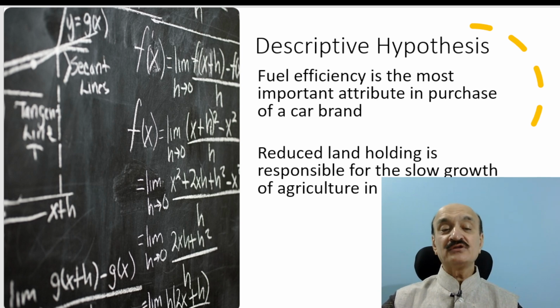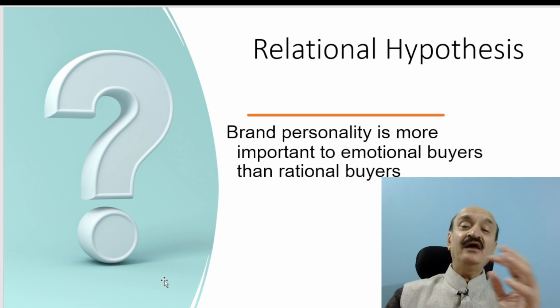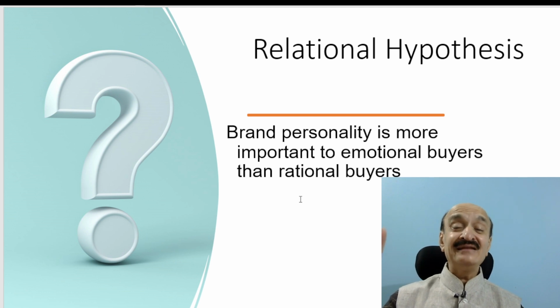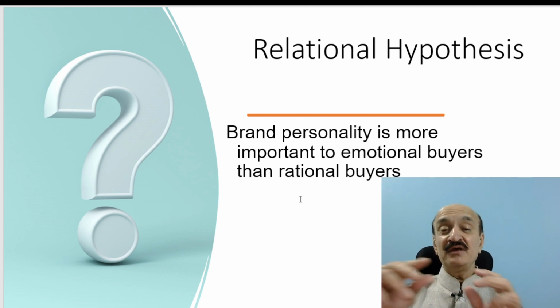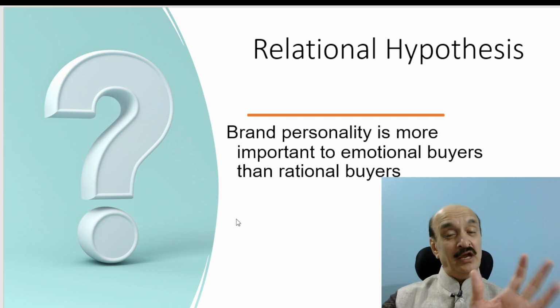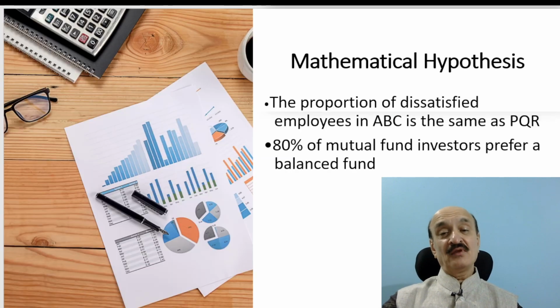The next type of hypothesis is called relational hypothesis. It gives the relation between two independent variables as regards their impact on the dependent variable. For example, brand personality is more important to emotional buyers than rational buyers. Here we are making a comparison of how brand personality is impacting two different types of buyers. So it is trying to differentiate between emotional and rational buyers.